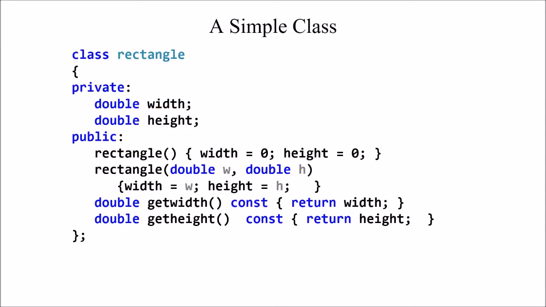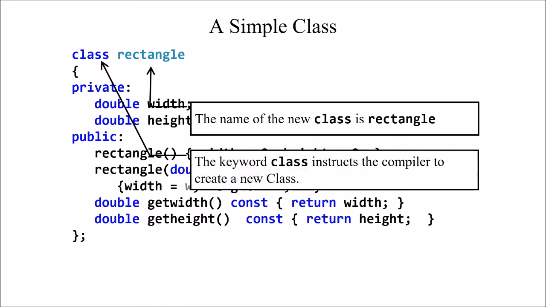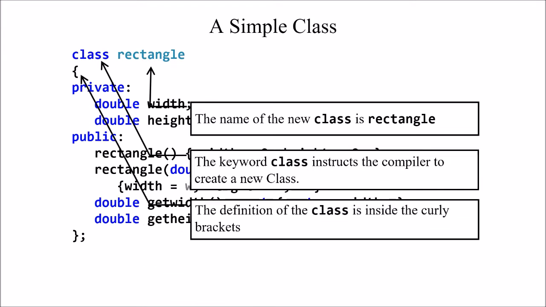This is the definition of a simple class. It starts with the keyword class. That tells the compiler that we are creating a class of objects, and the objects I want to describe with this class are rectangles, so that's what I've chosen for the name of the class. And the definition of the class is inside the opening and closing curly brackets.